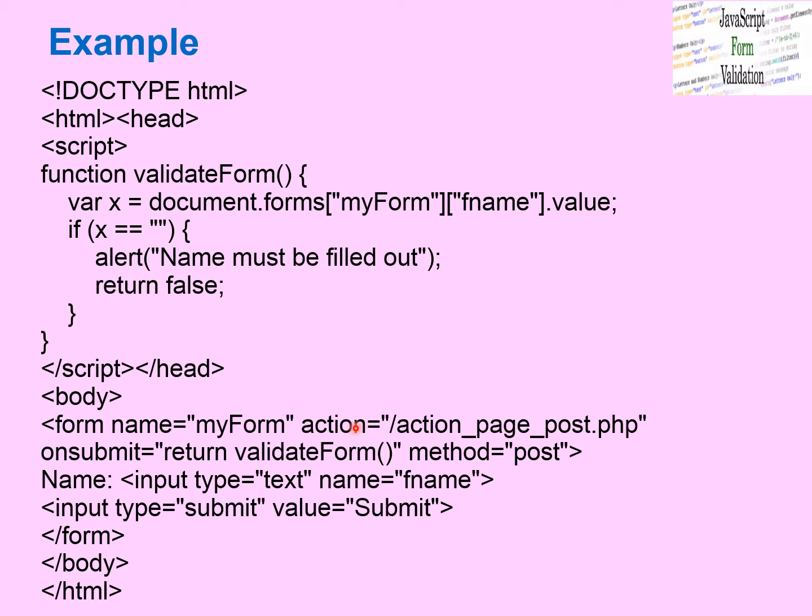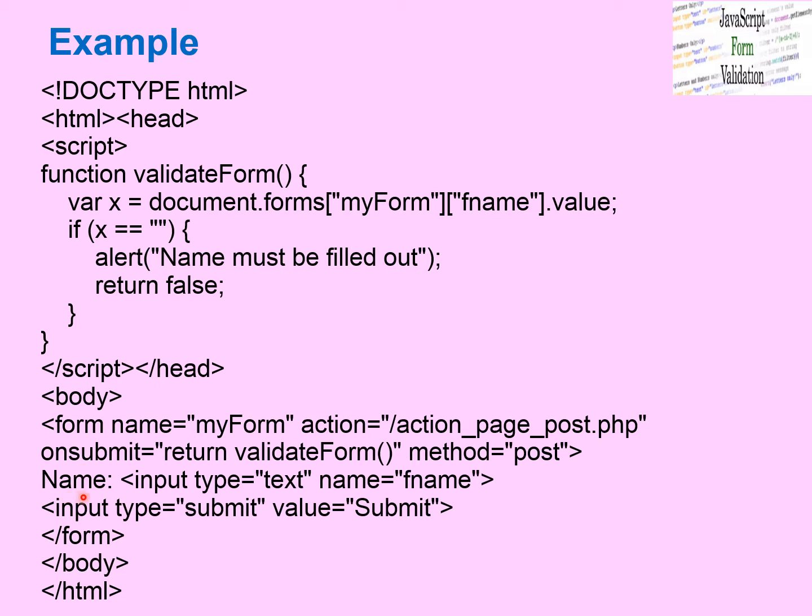Action to be performed: whenever the submit button of the corresponding form is clicked, the data will be moved to the action page. This is the target of the form, action_page_post.php. Then onsubmit, while the submit button is pressed, the return validateForm function will work. Actually, validateForm is a function which is defined in the script. Then method is equal to post. The data transfer method used here is the post method.